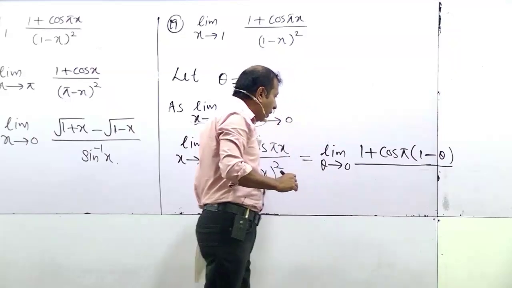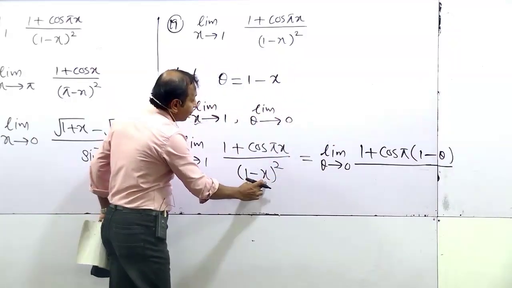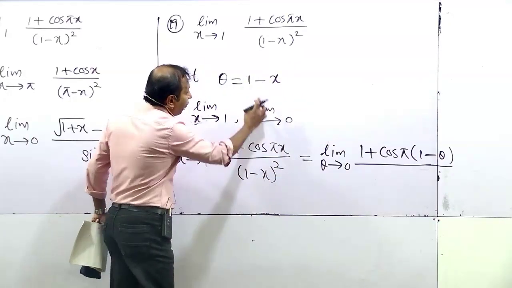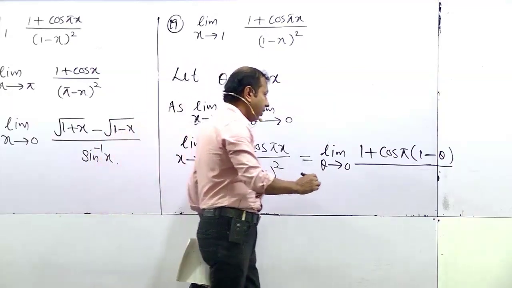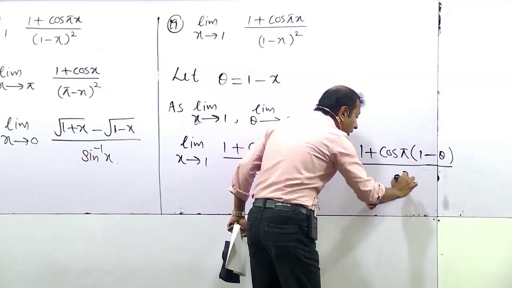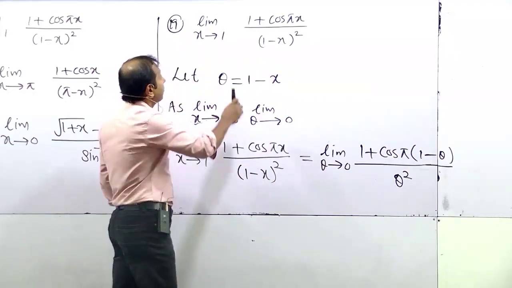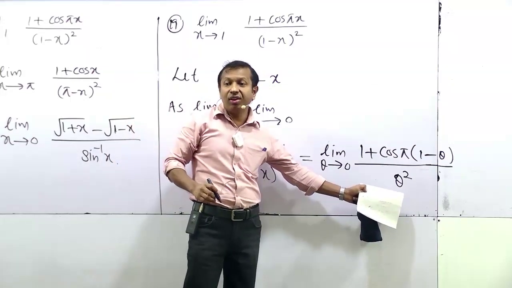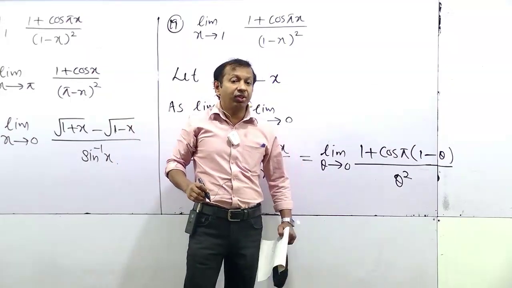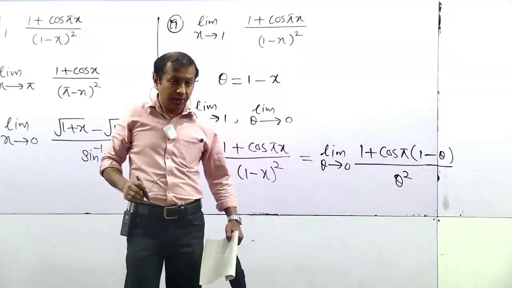Right. Now people, here 1 minus x is theta. Then what is this? Theta squared. Right. Okay. Now you can see the given question completely in terms of x. Now we have it in terms of theta. That's fine. Now we'll do the rest of the question using theta. Understand? All right. Come to that now.